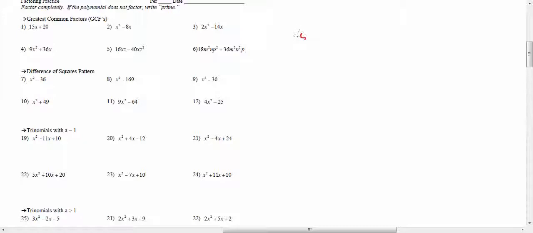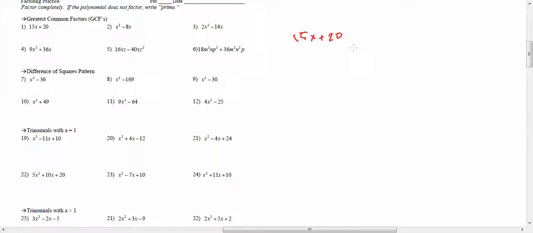15x plus 20. How do I factor that? Is there a number? First question you have to ask yourself. 5. What do you mean 5? You're absolutely right. You didn't even let me finish my question. 5 fits perfectly in 15. The factoring type we're going to be doing in this case is called greatest common factor.